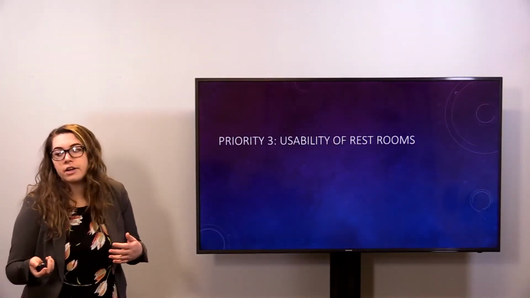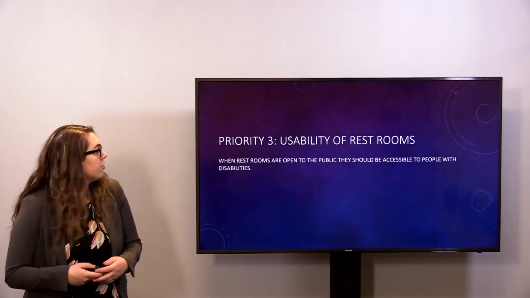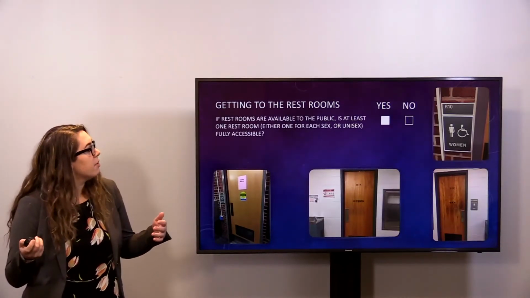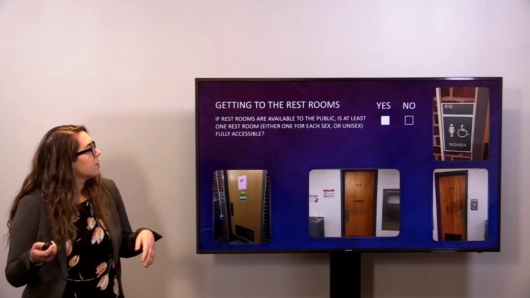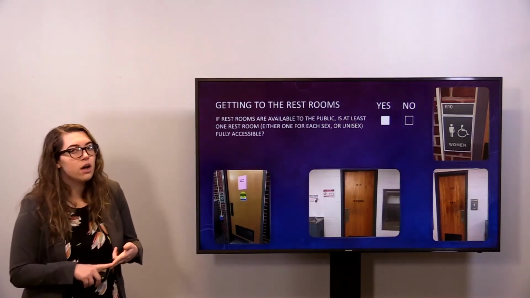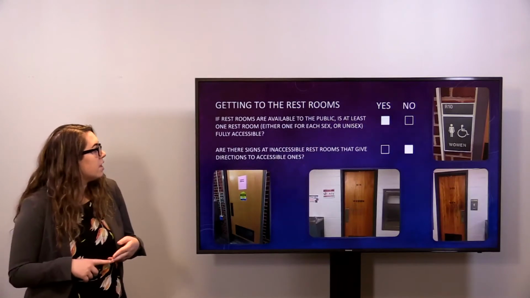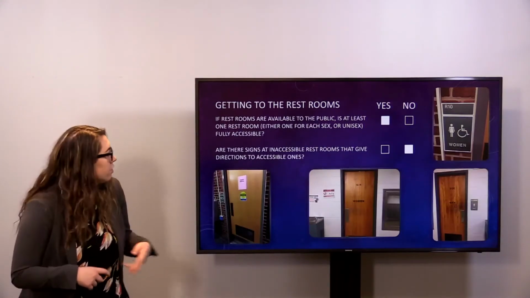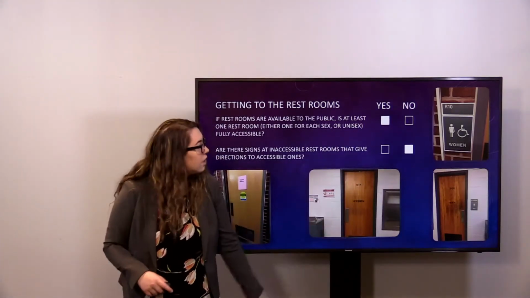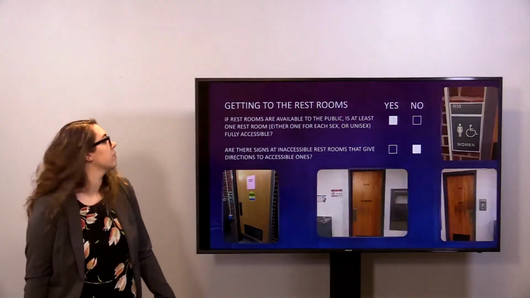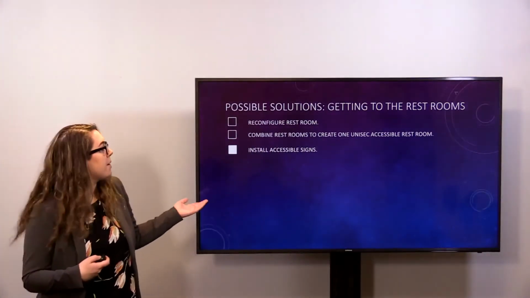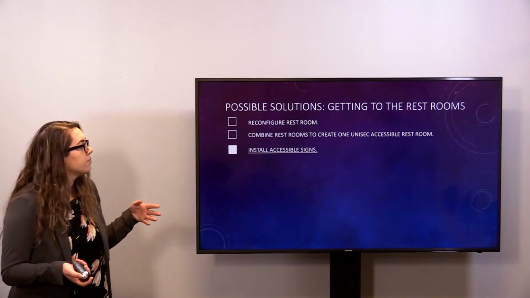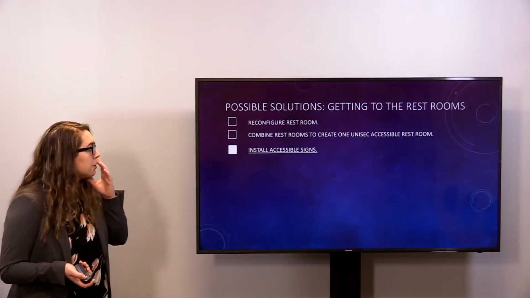And now we're on to priority 3, which is usability of the restrooms. So, getting to the restrooms. If the restrooms are available to the public, is at least one restroom fully accessible? And yes, there are 2 accessible restrooms, one for each gender. And there are actually not signs at inaccessible restrooms that give directions to accessible ones, though. You can see in this picture, it doesn't say anywhere, and it's the same at the men's one as well. So to solve that barrier, the easy solution is to install accessible signs at the inaccessible restrooms to give directions to the accessible ones.